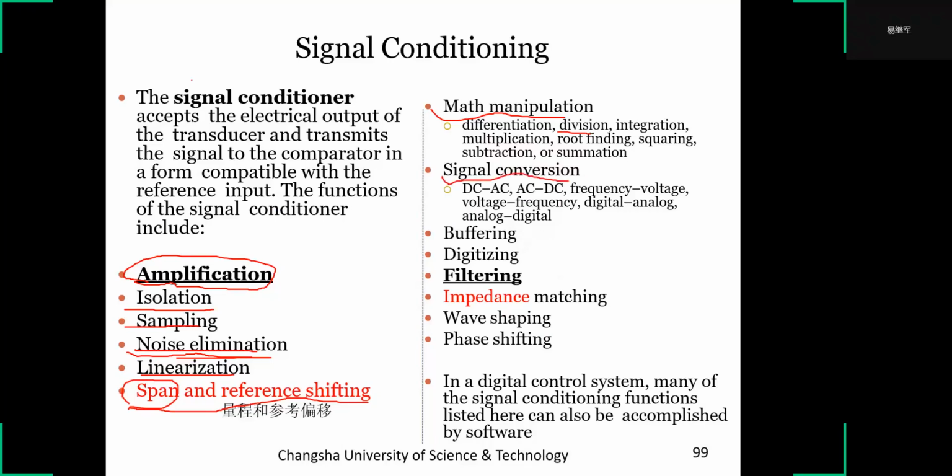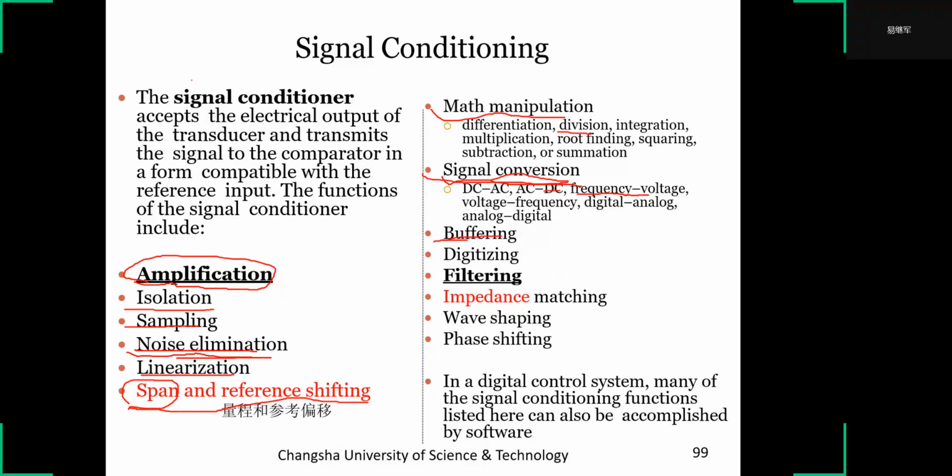Signal conversion. Sometimes we get a digital signal and convert it to an analog signal, or sometimes we convert the analog signal to a digital signal, transfer the frequency signal to a voltage signal, or voltage signal to frequency. Signal conversion.